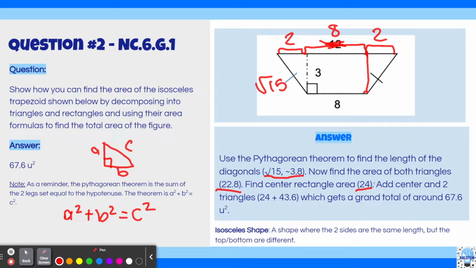And now we have to add the center and the two triangles. So if one triangle is 22.8, then both triangles are 43.6. And then we have to add them together, and we end up getting 67.6 units squared. So we have decimals here. So in this case, you can round however you want. I usually round to tenths, but based off of what the problem says, it might ask you to round to the hundredths or round to the thousandths place, etc. Okay?